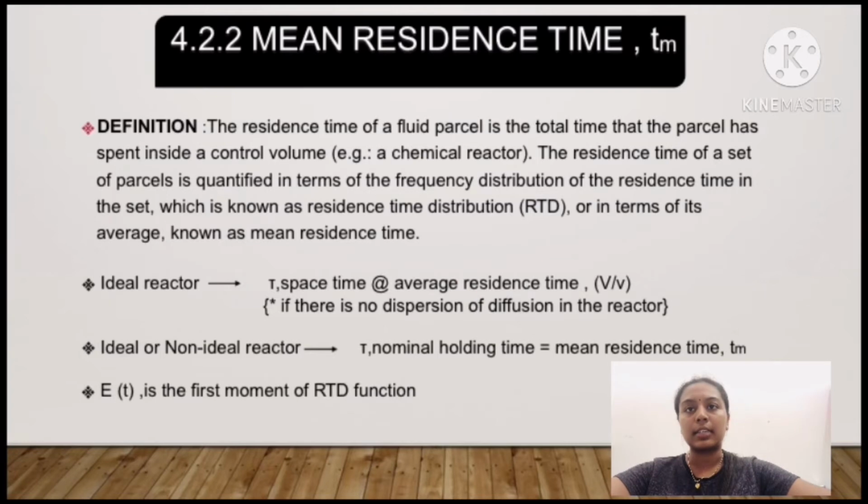For an ideal reactor, the space-time or average residence time is defined as V over v if there is no dispersion or diffusion in the reactor. Second, the mean residence time is equal to nominal holding time, either in ideal or non-ideal reactor. Third, tm is defined as the first moment of RTD function.